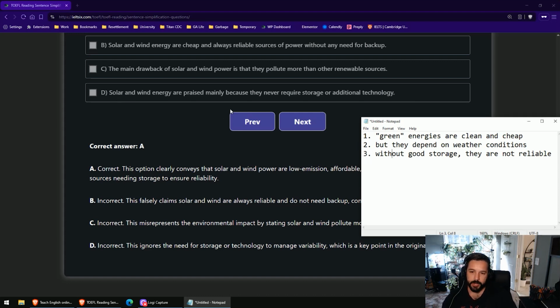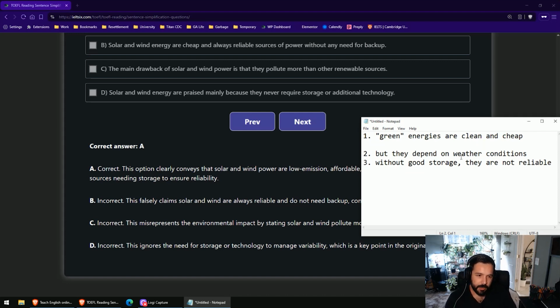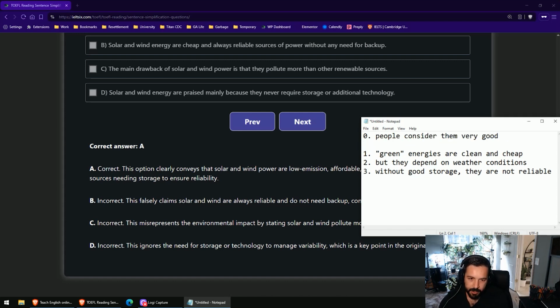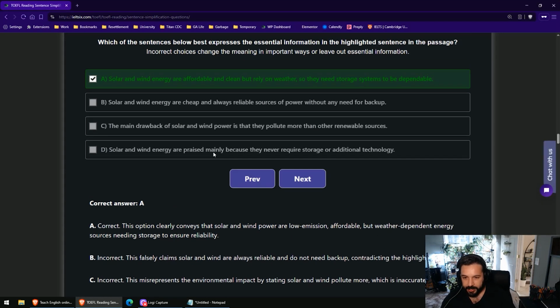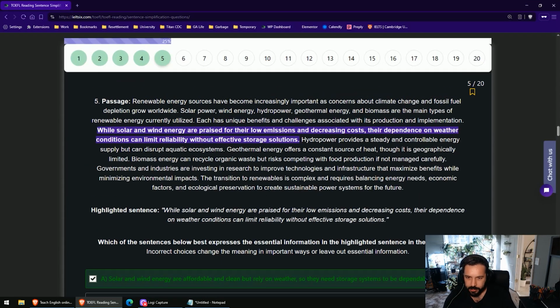Solar and wind energy are praised mainly because, now this is, again, you should ask yourself, I didn't write it, but let's call that 0. People consider them very good. And then ask yourself, why? And we didn't answer that question. And not only is that a problem, it also says mainly because. So we should have at least 2-3 different reasons, and then the most important reason is this. And that's also false. So there are many reasons why D is a bad option. So let's go to the next one.